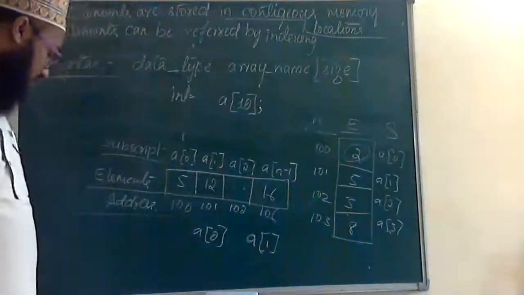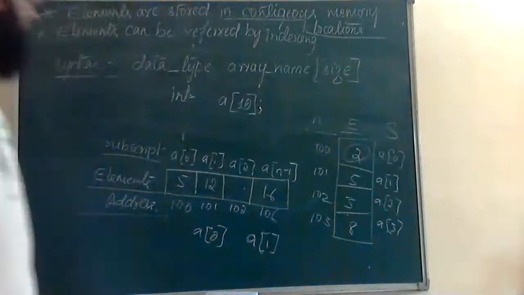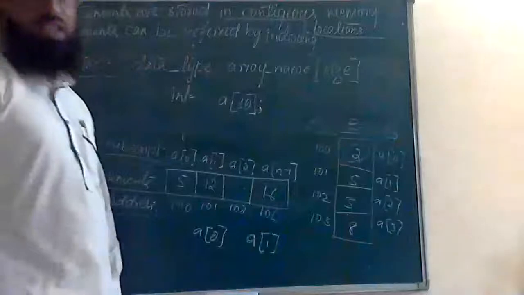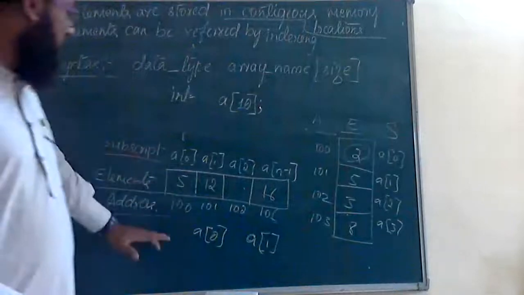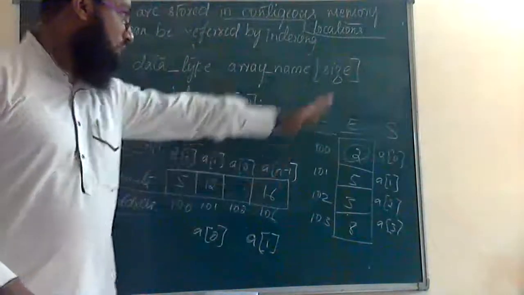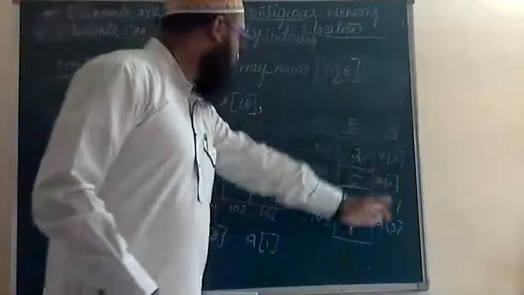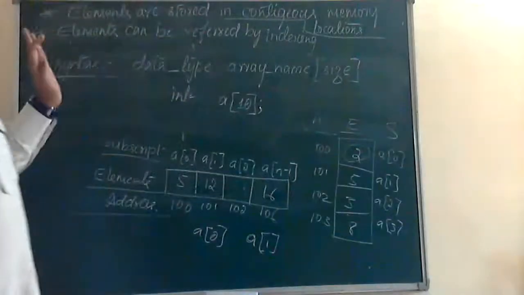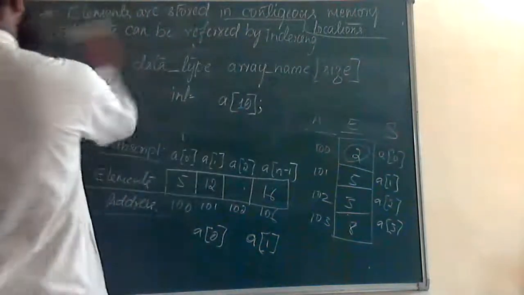So I hope you have understood up to here. Now we shall see some features of arrays. What are the features of arrays? You are already clear about subscript, elements, and address. So we shall see now the features of arrays.